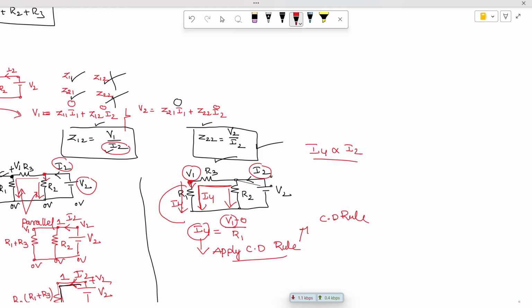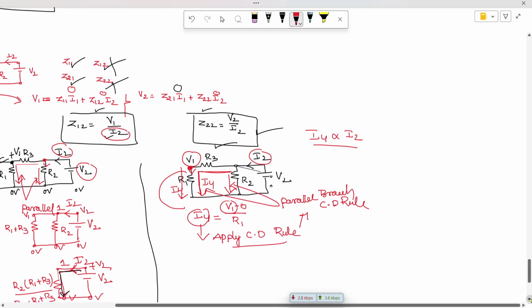Okay, so I can say these two branches are parallel branches. Across two parallel branches I can apply a current division rule. So how to apply the current division rule? Now let us apply it.